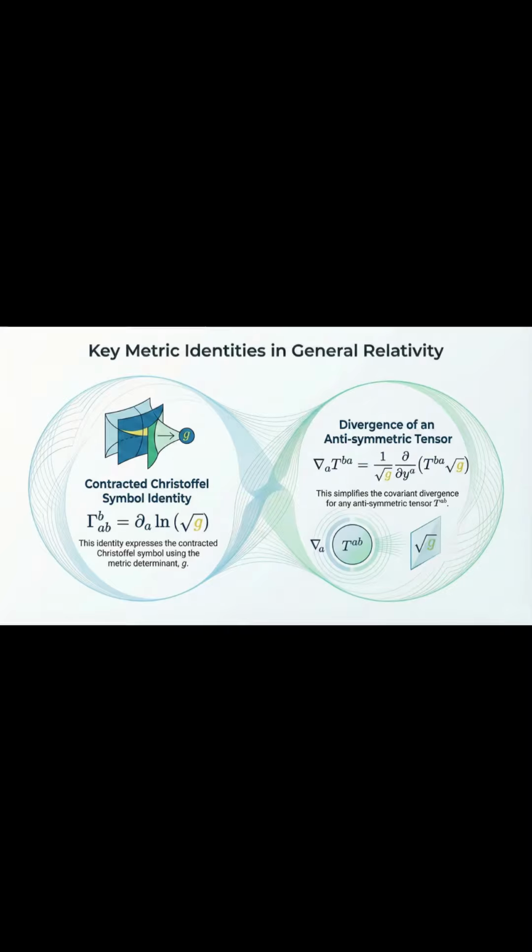Okay, second point. To actually calculate this stuff in curved space, you'd normally have to wrestle with these complex curvature terms, right? The Christoffel symbols. But there's a trick. A really slick identity lets us rewrite the contracted Christoffel symbols using just a simple partial derivative involving the metric determinant, g. So you get to sidestep all that heavy calculation.